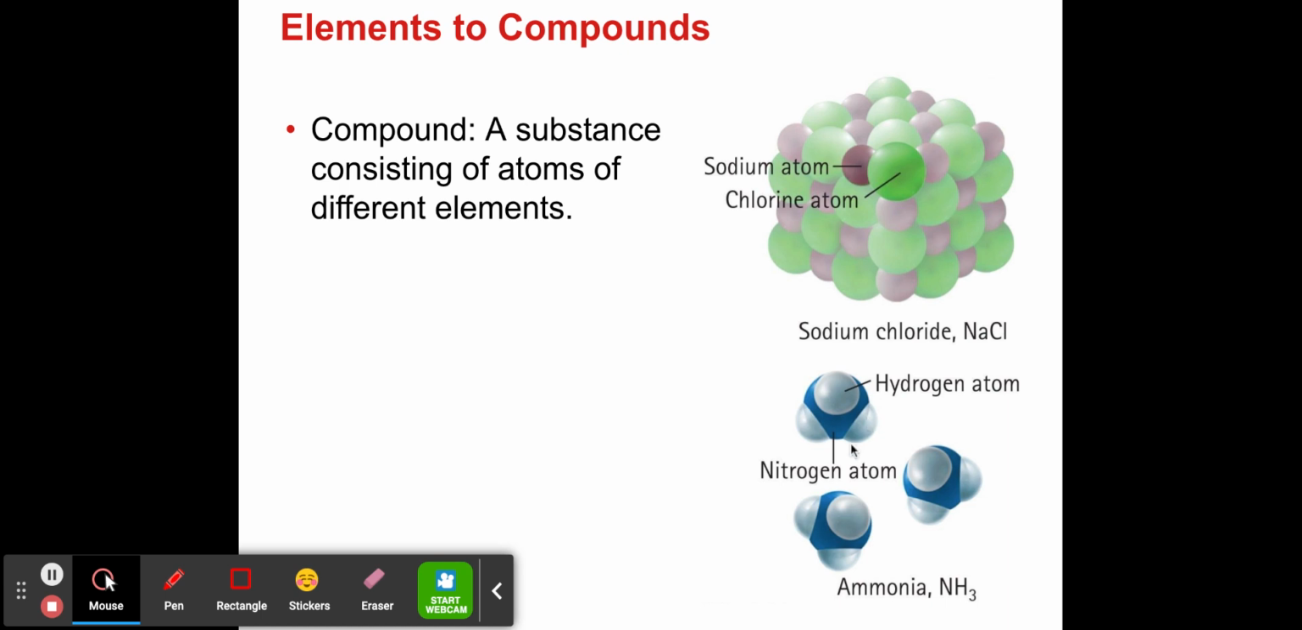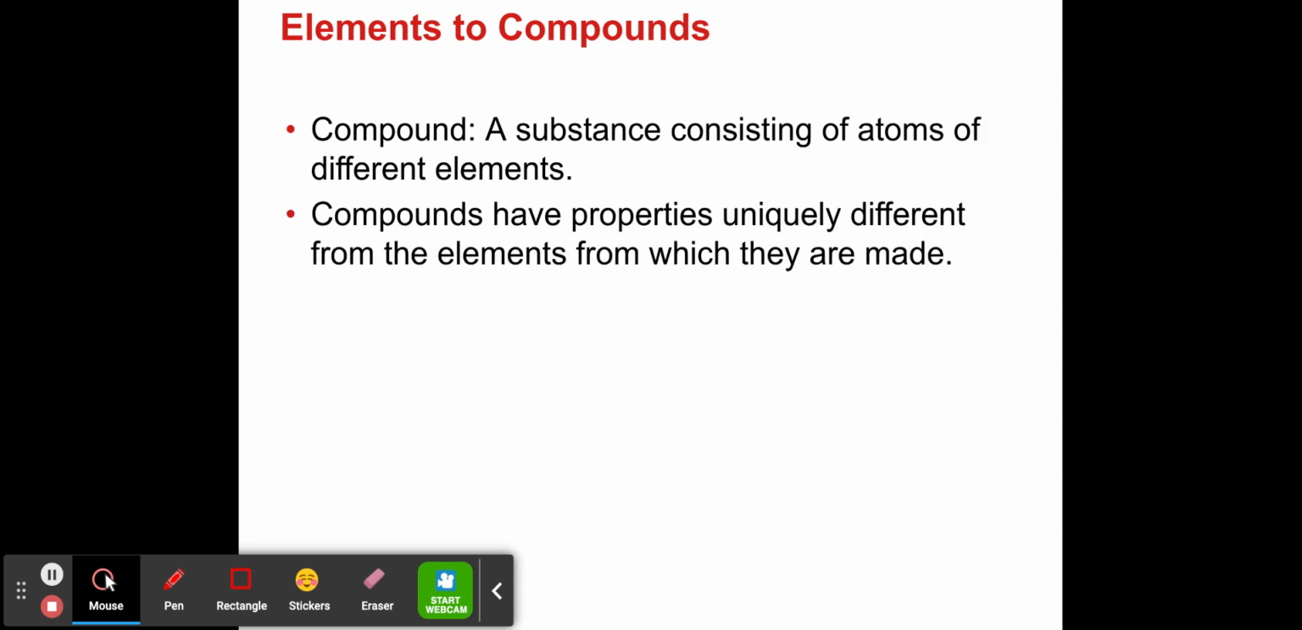We can take another example like ammonia. Ammonia is a compound that is used in refrigerators to give the refrigerator the ability to cool substances. This ammonia is made up of hydrogen and nitrogen. Okay, so when different elements combine, they form a compound, right? When different elements combine in a chemical reaction, they form a compound.